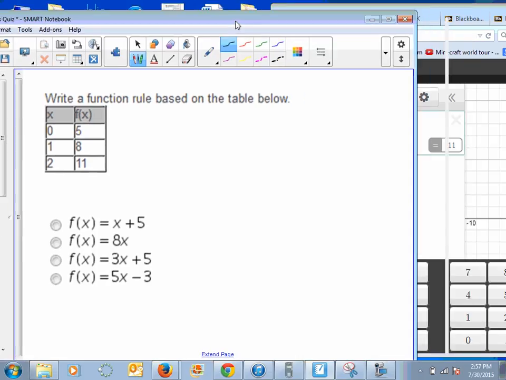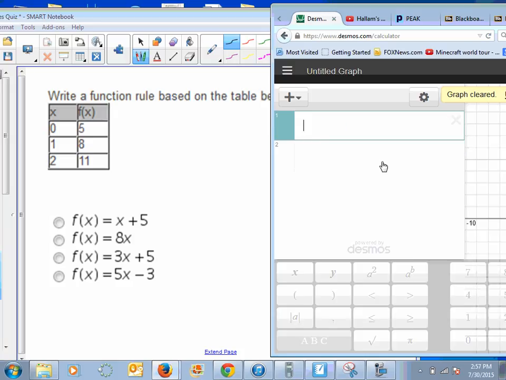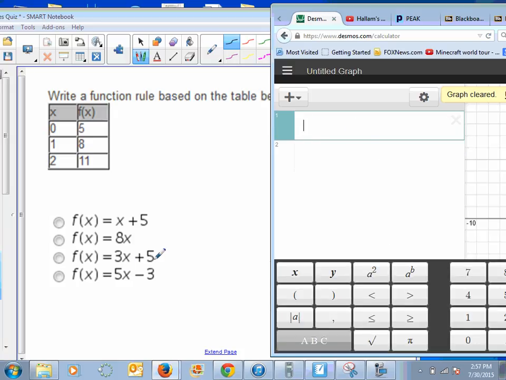Okay, similar question. Write a function rule based on the table below. All right, I don't know. Rather than starting right at the beginning, let's go with this one. Let's try C. So you've got f of x equals 3x plus 5. Let's plug in the first x value, which is 0: 3 times 0 plus 5. Okay, so we've got 5.